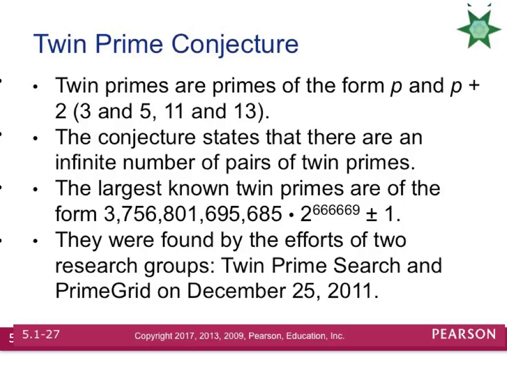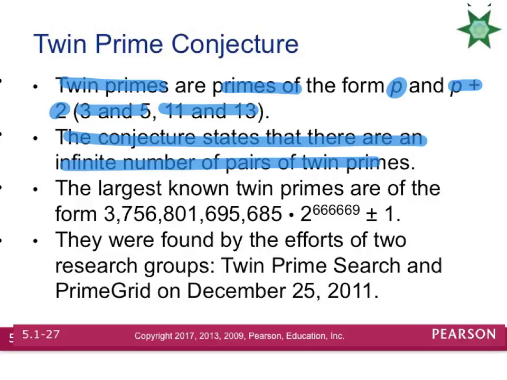Okay, if we have primes where p is one of the primes and p plus 2 is the other one, for example, 3 and 5, or 11 and 13, where one is 2 more than the other, we call those twin primes, okay? This conjecture states that there are an infinite number of these pairs of twin primes.